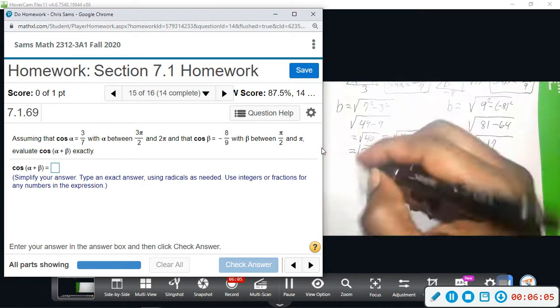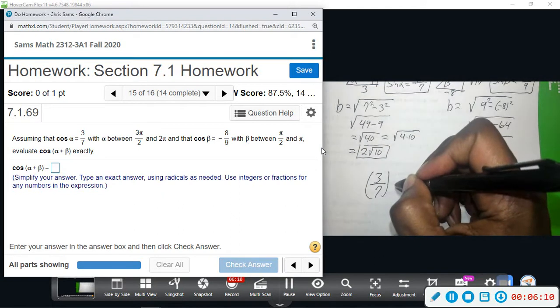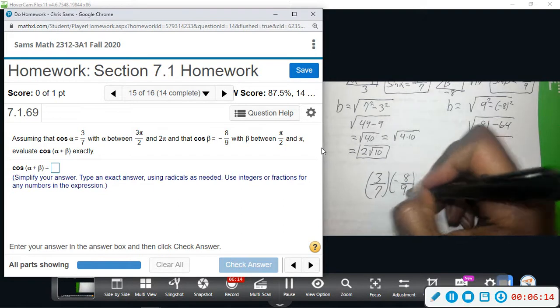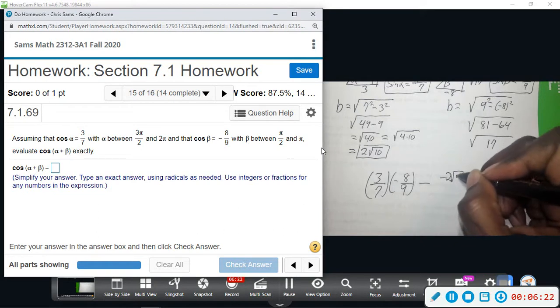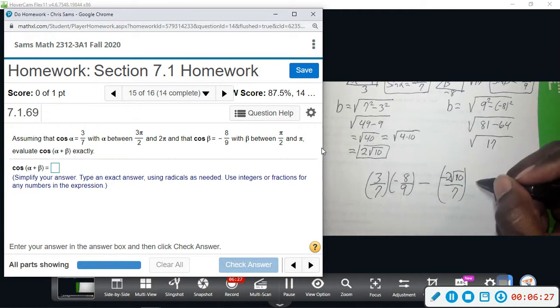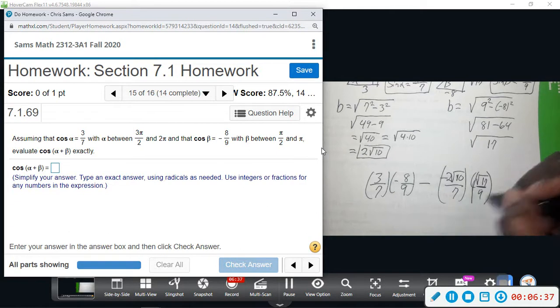Cosine of alpha is 3 over 7. Cosine of beta is negative 8 over 9. And then minus sine of alpha, which is negative 2 square roots of 10 over 7. And then sine of beta is the square root of 17 over 9. This is very messy handwriting, but hopefully you can read that.